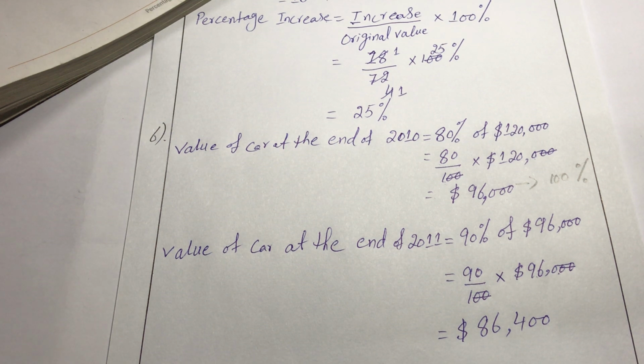That means at the end of 2011, the value of the car would be 86,400. Hope you have understood the procedure, students, as it's a word problem, so it's a little bit tricky. So watch the video at least 2 to 3 times to understand the sums.